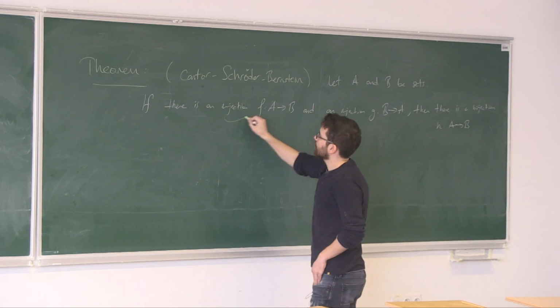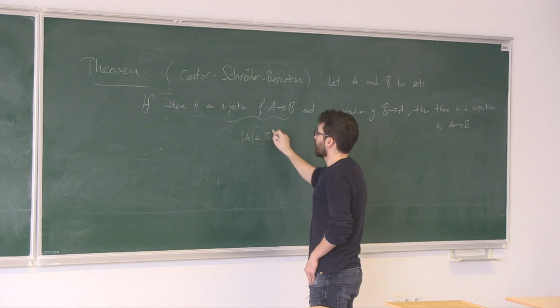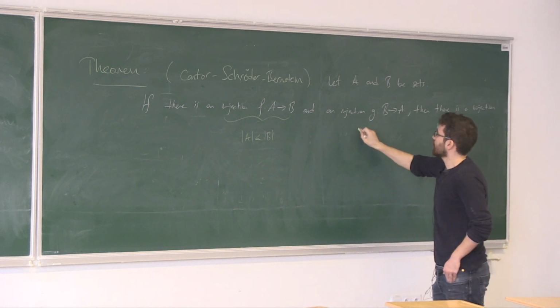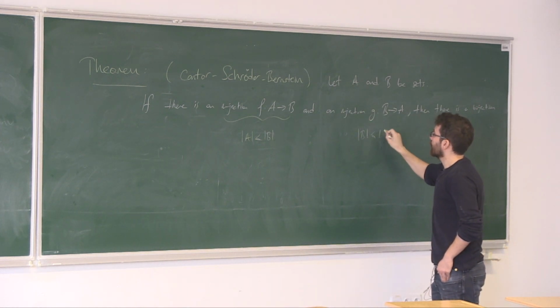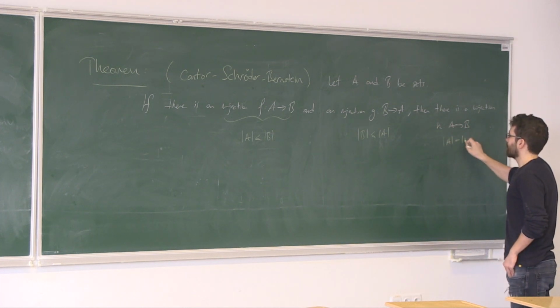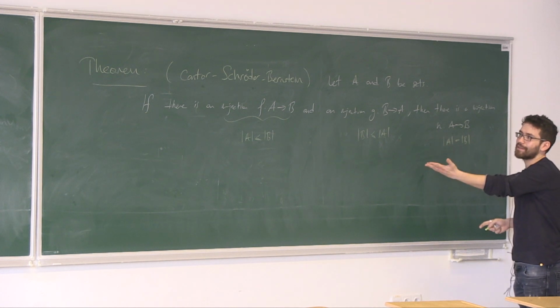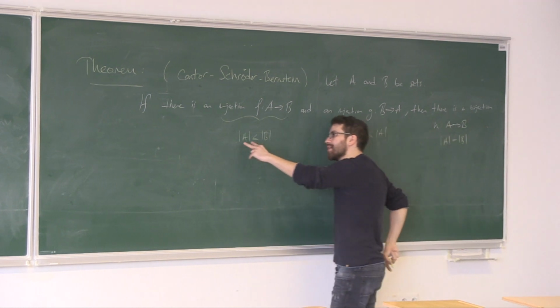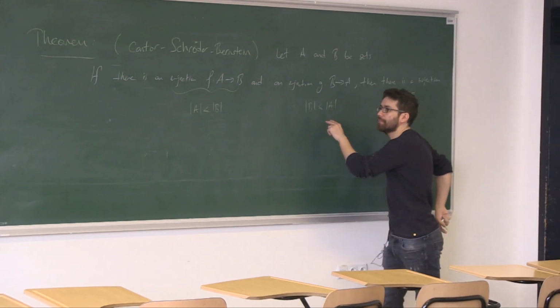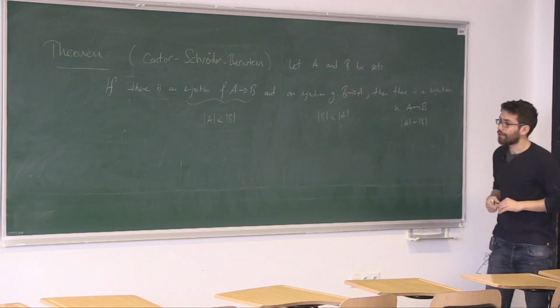Remember, we showed this by this notation. And we showed the existence of such an injection by this notation. And we showed the existence of a bijection by this notation. Now you see that the notation we used actually makes sense. If the cardinality of A is less than or equal to the cardinality of B, and the cardinality of B is less than or equal to the cardinality of A, then their cardinalities are actually the same.